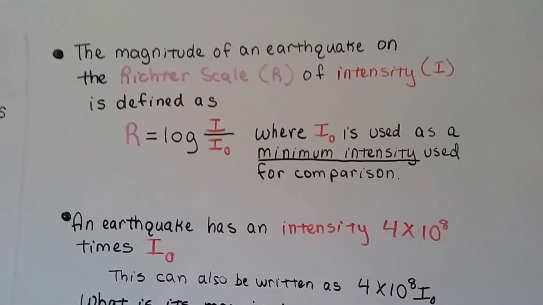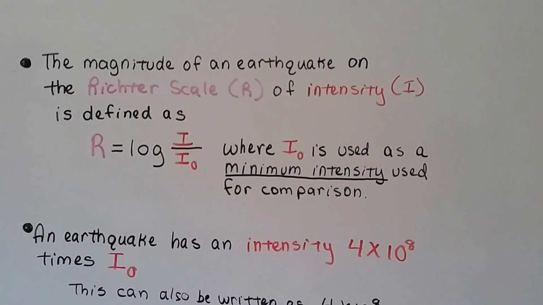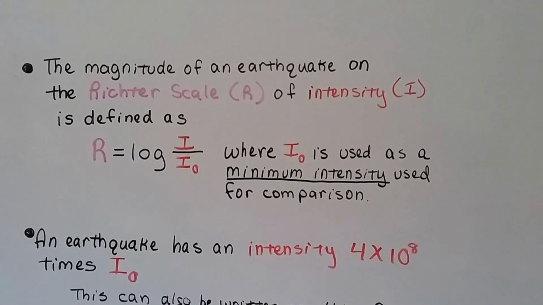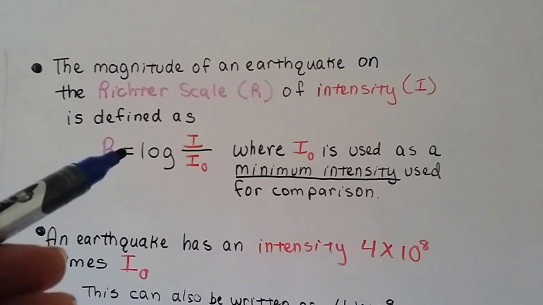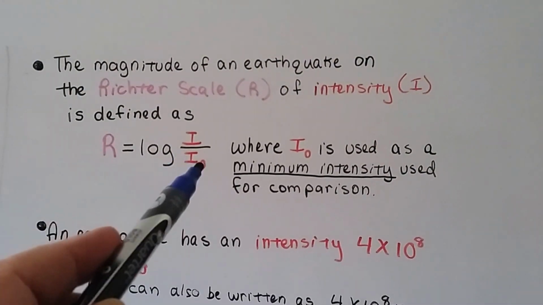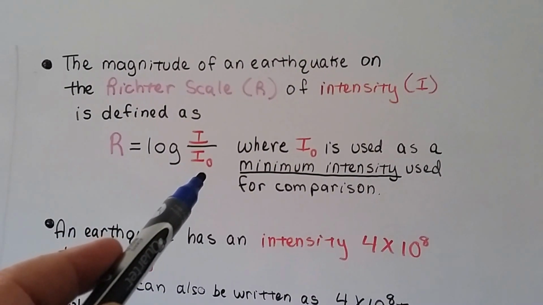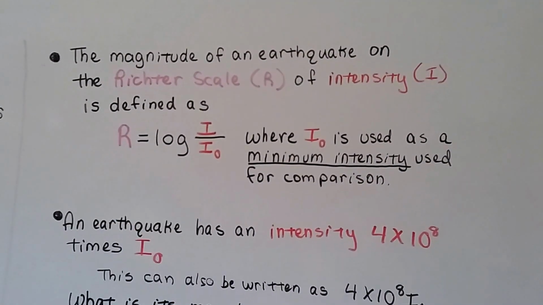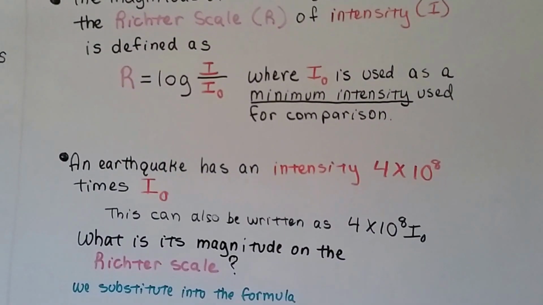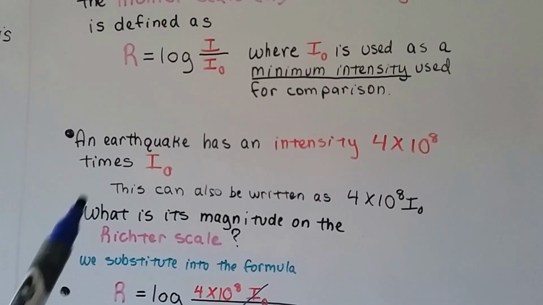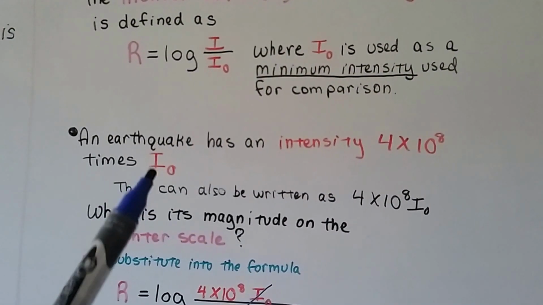All right, so let's do an earthquake. The magnitude of an earthquake on the Richter scale R of intensity I is defined as this formula. And this capital I with the little subscript 0 is used as the minimum intensity for comparison. And an earthquake has intensity 4 times 10 to the 8th power times that minimum intensity.